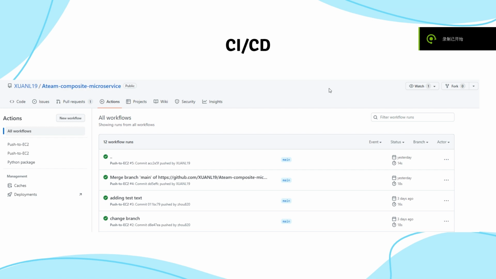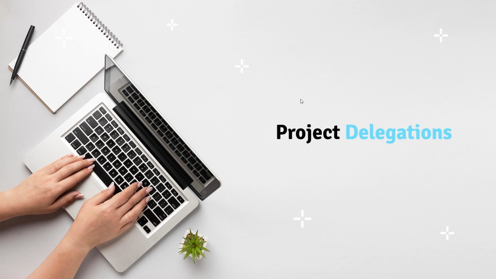We also have a CI/CD feature which checks the operating system, Python and Node.js versions, installs dependencies, and most important, automatically deploys our composite microservice to the corresponding EC2 server when any collaborator pushes or merges into the main branch on GitHub. The last part is the delegation of our project.